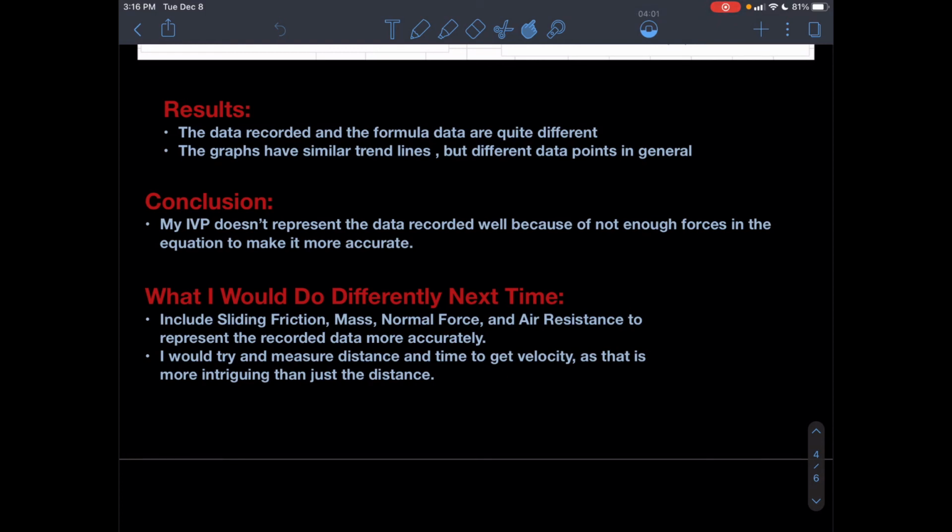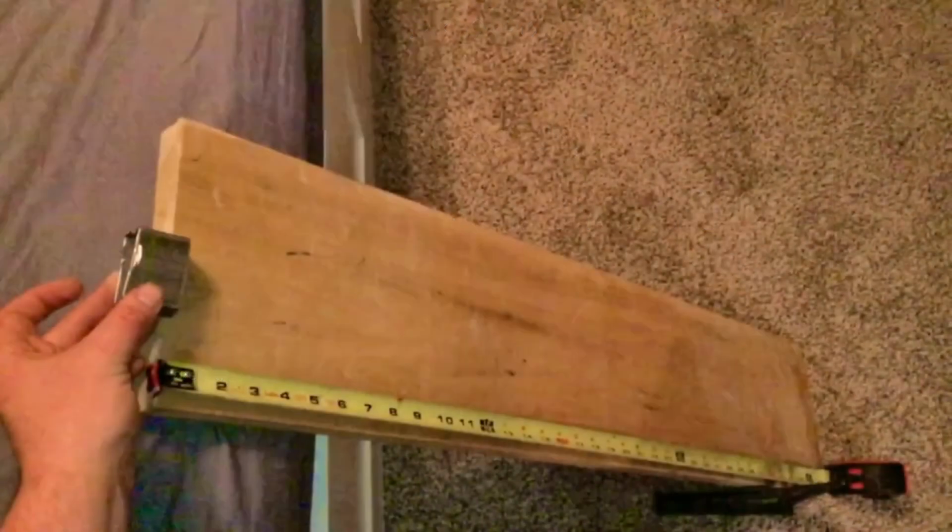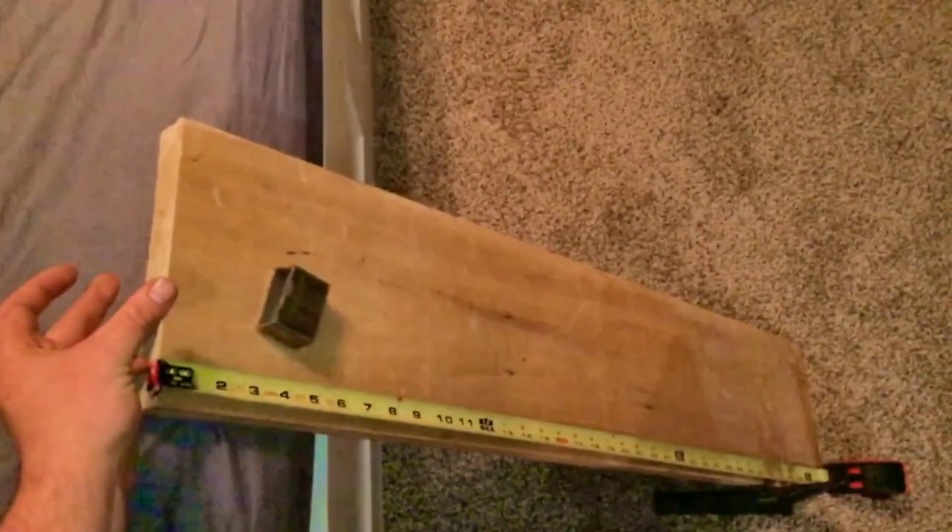And I would also try and measure the distance and time to get velocity, as that is more intriguing than just distance. With that being said, thank you for listening, and here is the original sliding motion video.